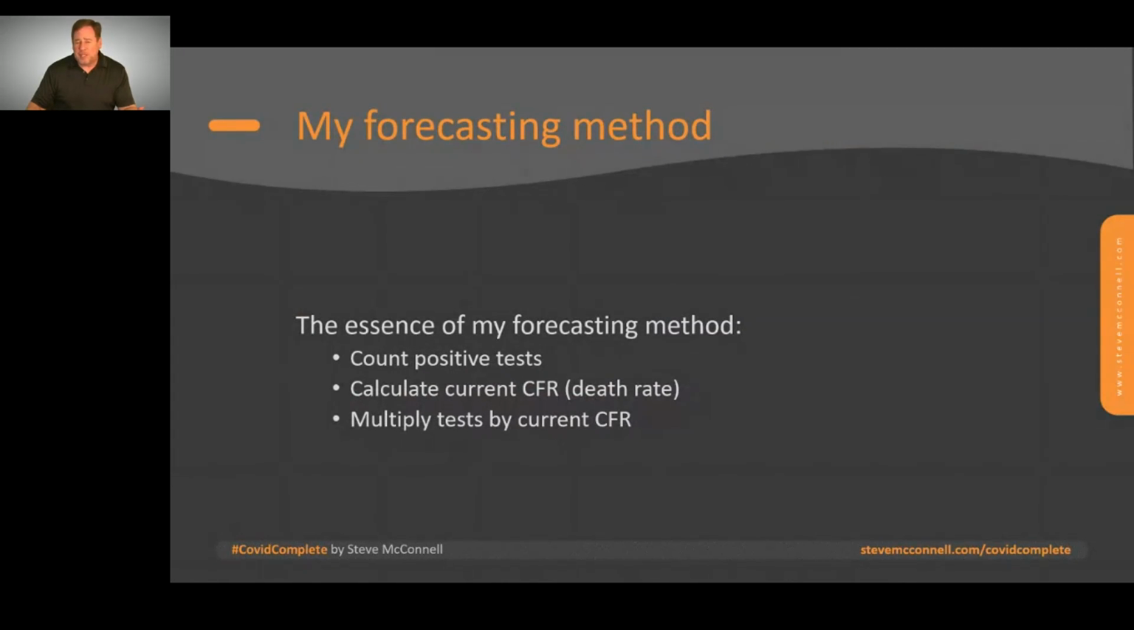So basically, COVID Complete counts positive tests, and if anyone has read my estimation book, my rule of thumb is you count first. If you can't count, you compute, and if you can't compute, then you apply judgment. In this case, there is something we can count. We can count positive tests. We calculate the current death rate or case fatality rate, multiply tests by the current CFR, and that's how we get the results.